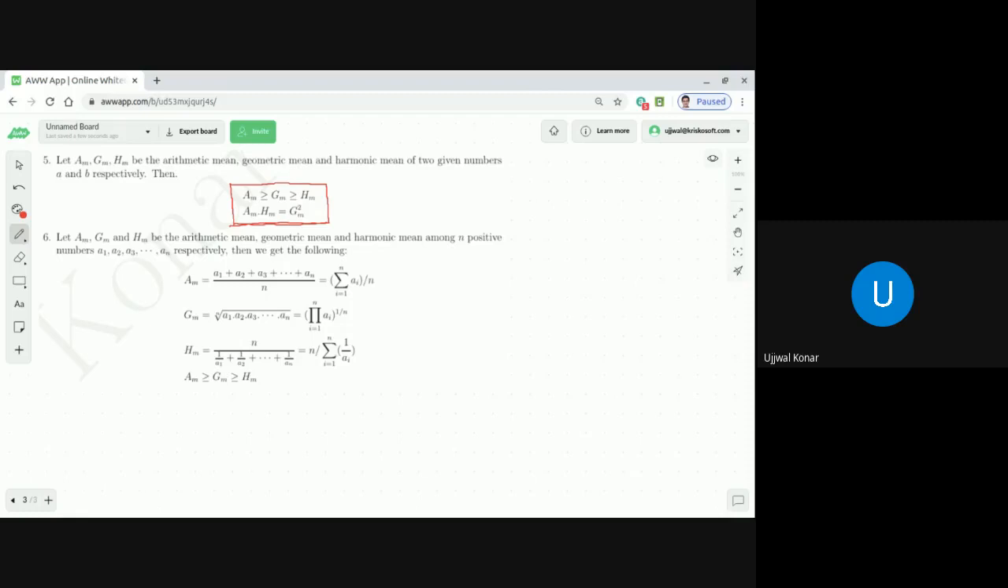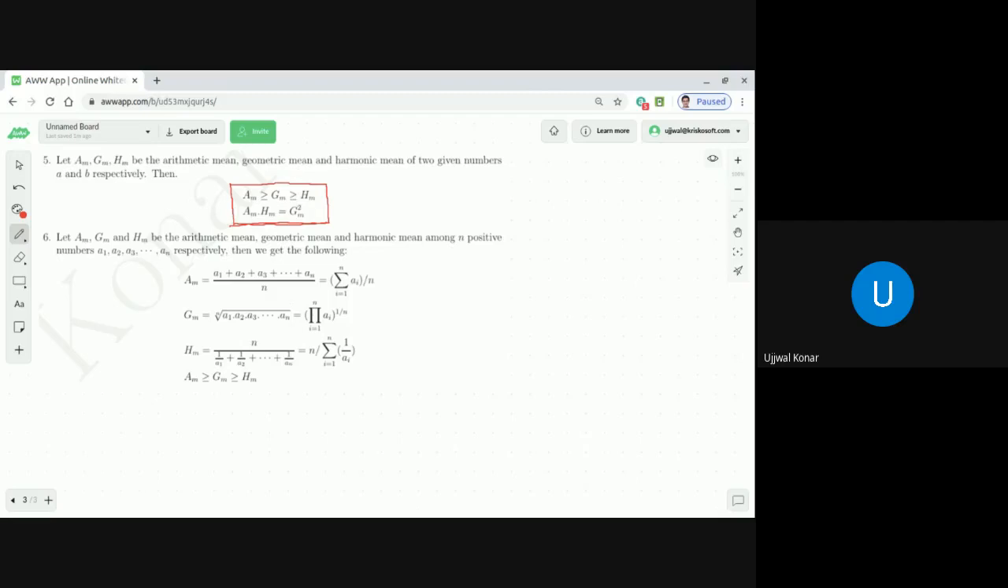And it is not only for 2 numbers, you can consider n numbers, and that is there in the next point. Let AM, GM, and HM be the arithmetic mean, geometric mean, and harmonic mean among n positive numbers a1, a2, a3 up to an respectively. Then we get the following. Arithmetic mean is equal to what? a1 plus a2 plus a3 up to an by n. Correct or not? We are just extending that.